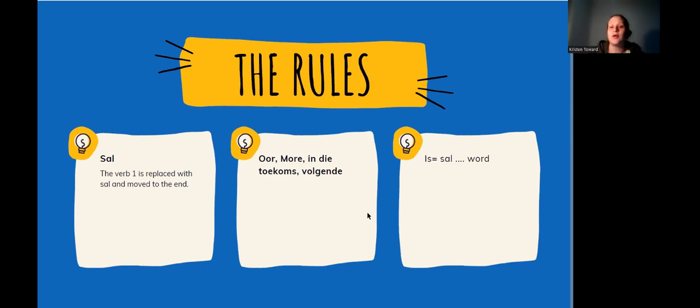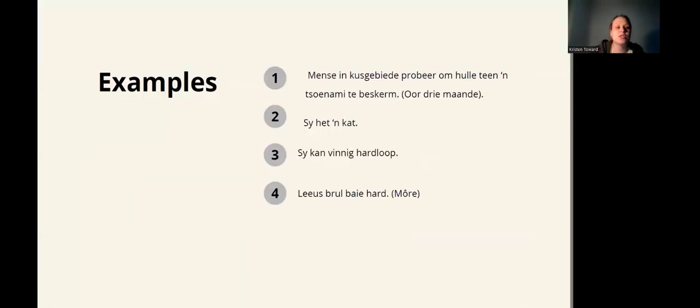So our third and final rule, is becomes sal word. So we would replace our is with a sal, and then we'd put word at the end of the sentence to replace our is from the present tense. So it would also technically apply to our was in the past tense. So some examples for us to go through.